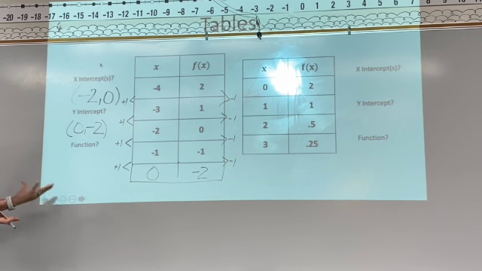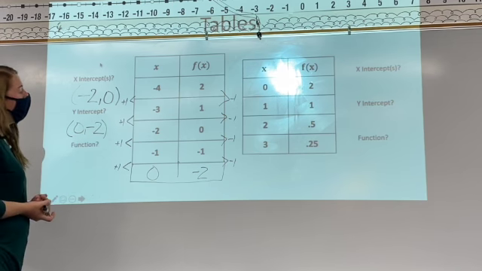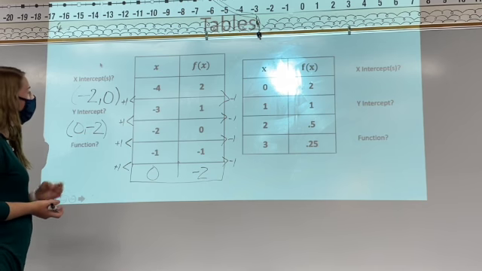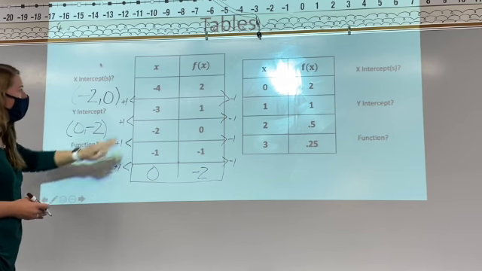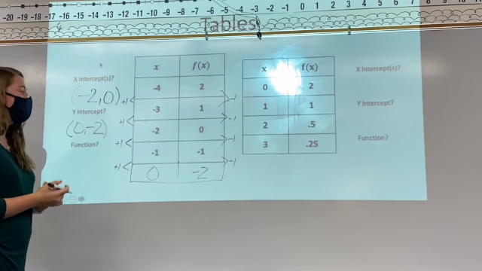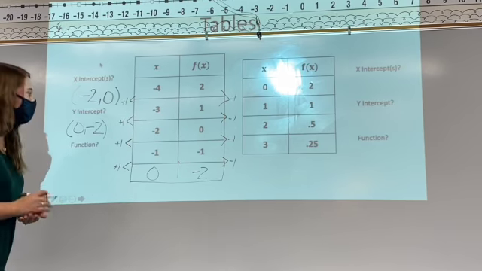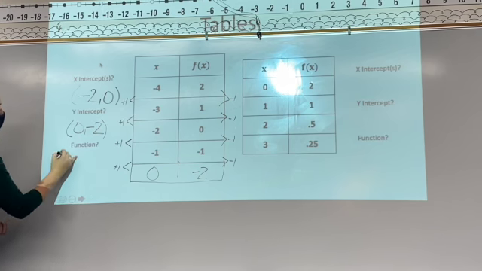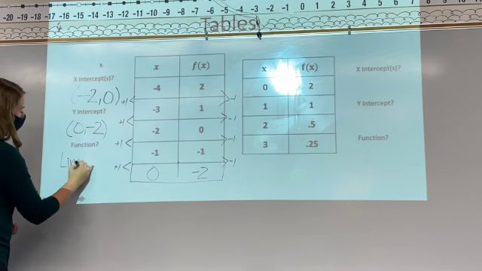The last thing I want to do, and we didn't do these with the last two tables, is I want to figure out what type of function this is. So if I take a look at the patterns that are happening on each side of my table, I notice that I'm adding 1 over here to my x values and subtracting 1 over here to my y values. This is a constant rate of change, which means that this function is linear.